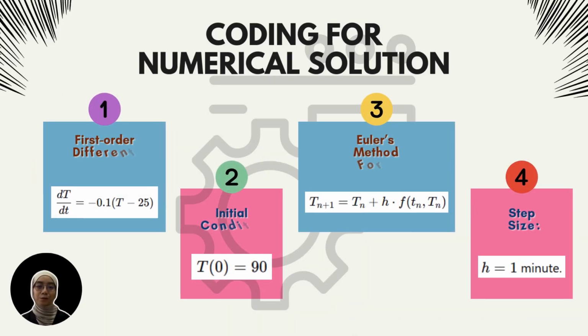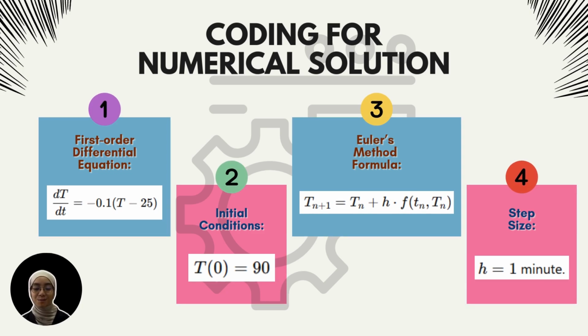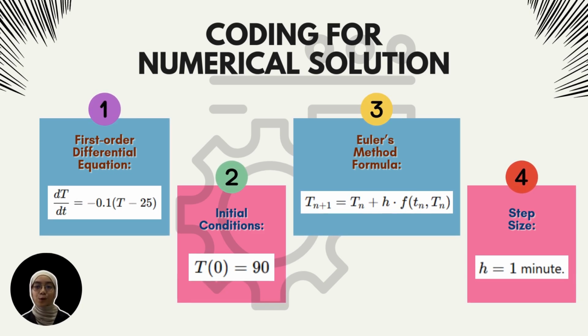Part 4, Coding for Numerical Solutions. Our problem focuses on estimating the temperature of a cup of coffee cooling down in a room using Euler's method, a numerical approach to solving ordinary differential equations. The initial condition is that the coffee starts at T0 equal to 90 degrees Celsius with the room's ambient temperature fixed at TA equal to 25 degrees Celsius.